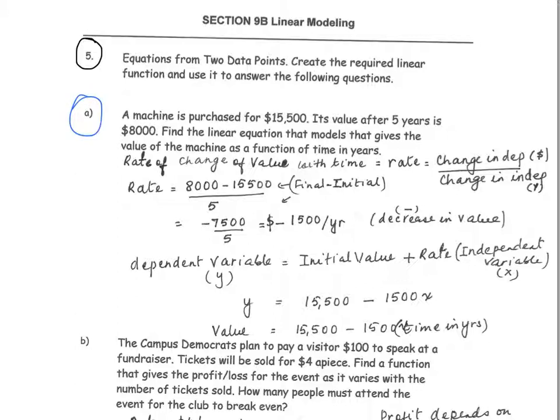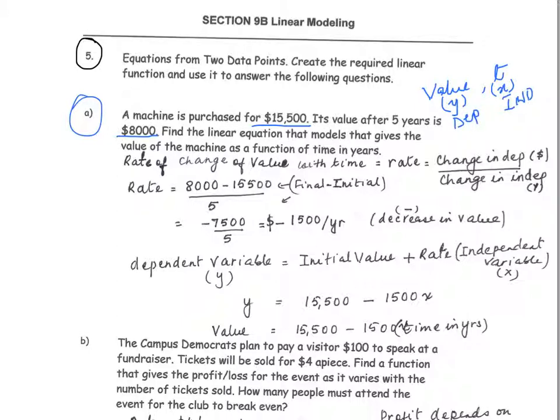A machine is purchased for $15,500. Its value after 5 years is $8,000. So its value decreases as time increases. So what are the two variables here? We have the value and we have time. So this is value depends on time. So time is the independent variable and value depends on it. So it's the dependent variable.